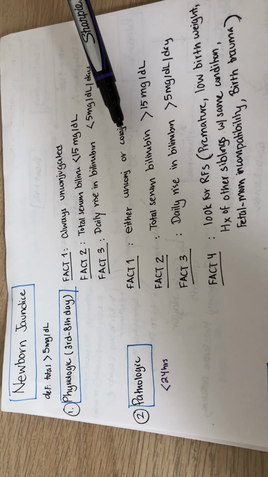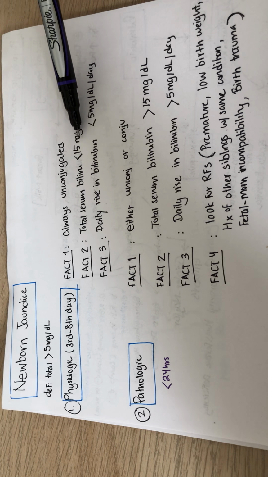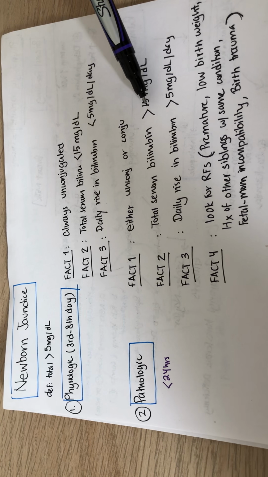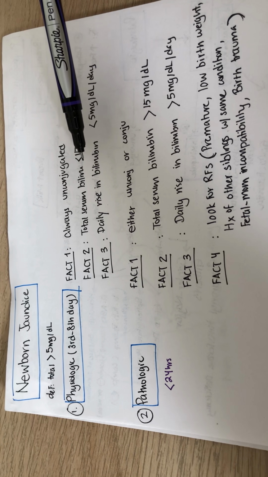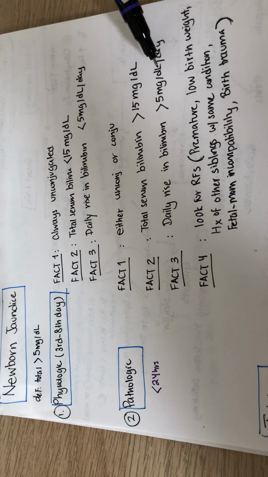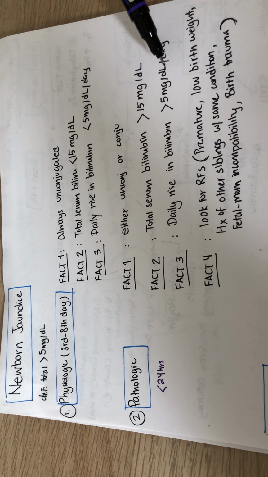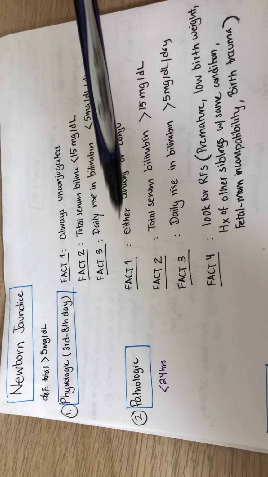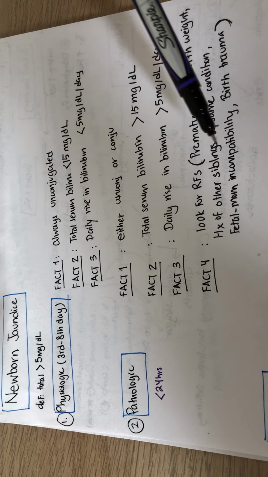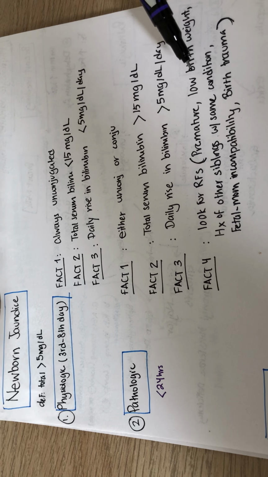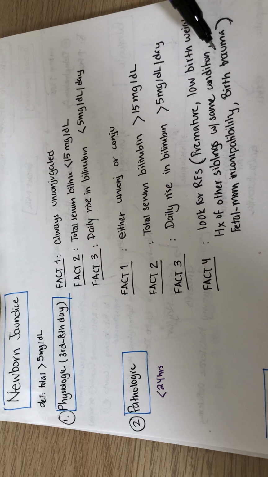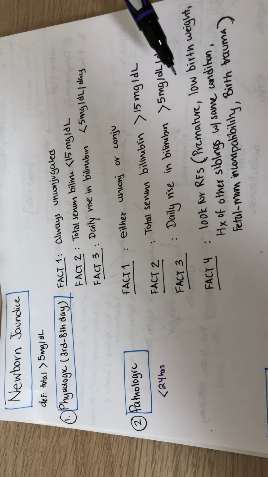The next thing is level. The total bilirubin is less than 15 here. Pathologic is greater than 15. And in physiologic, the daily rise in bilirubin is less than 5. A daily rise in bilirubin greater than 5 is pathologic. And for pathologic, you also have to look for risk factors. So look for prematurity, low birth weight, history of siblings with the same condition, fetal-maternal blood incompatibility, and blood trauma. So that's in terms of the level.